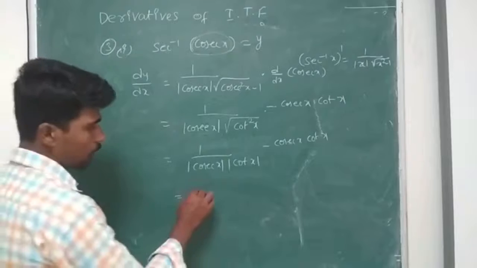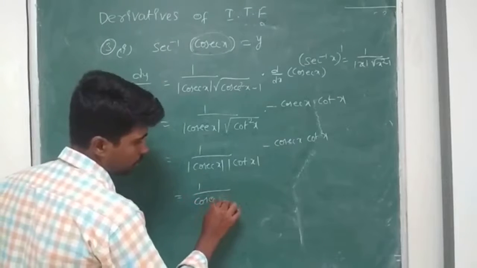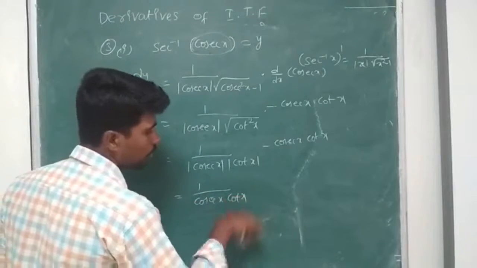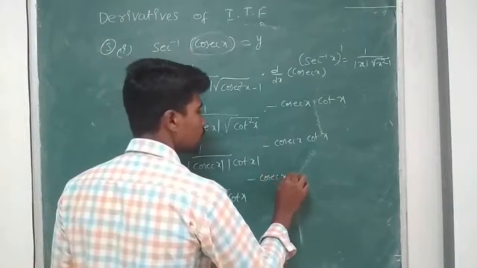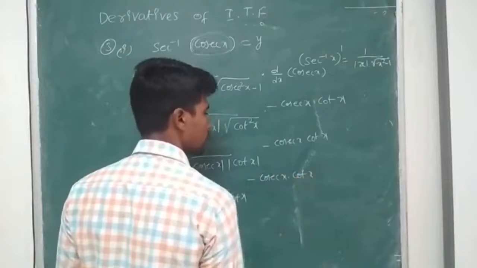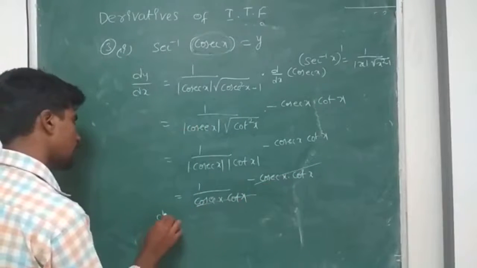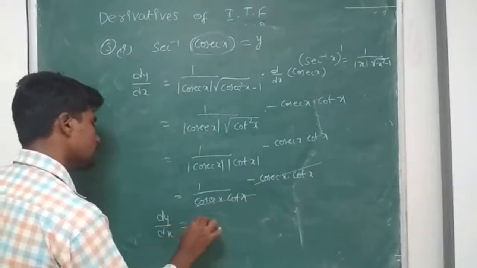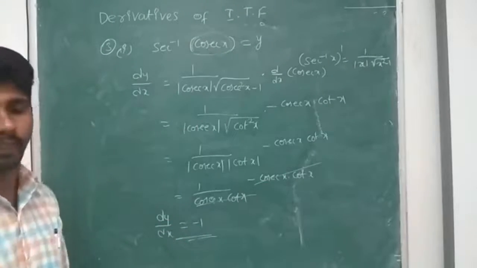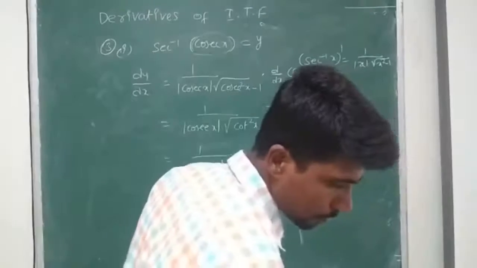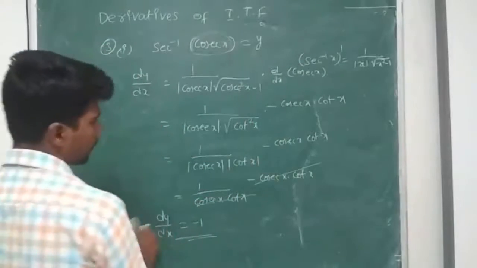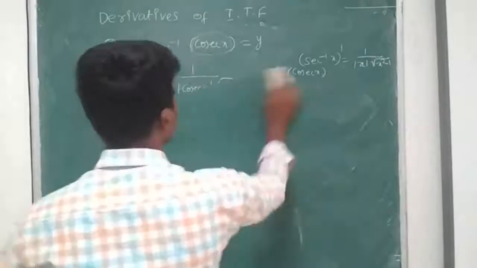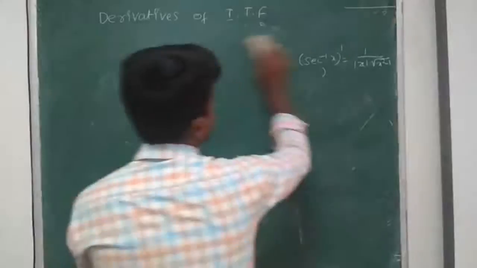We get it as 1 by cosecant x into cot x into minus cosecant x into cot x. Both will get cancelled. I get dy by dx as minus 1. We go to the next problem. f of x is equal to cot inverse of tan x. Same way you can do this problem. The next one.